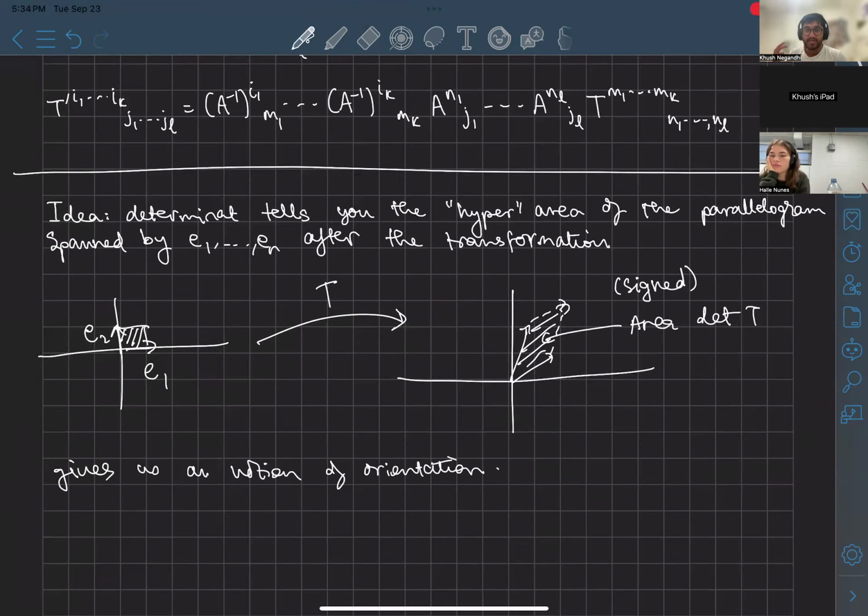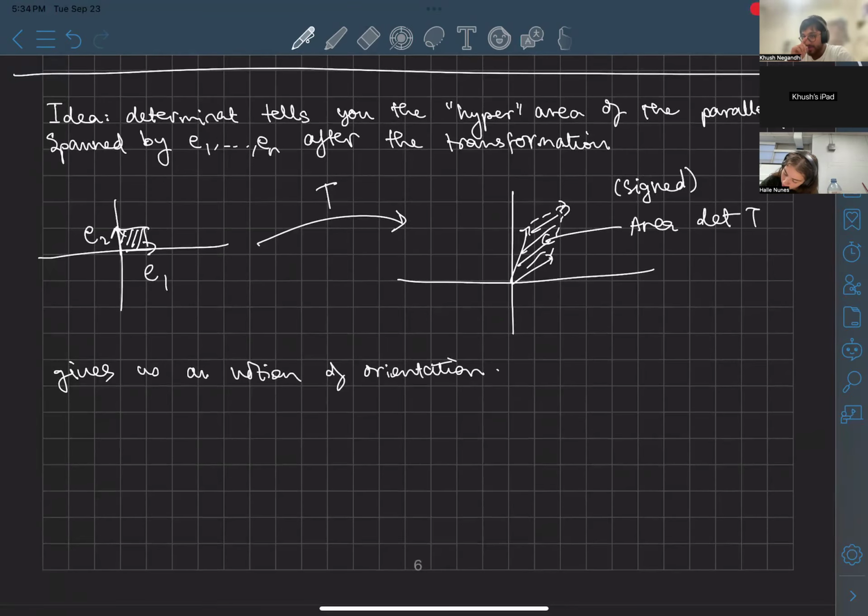So the determinant does a couple things. One, it gives us areas, so it's useful when we want to integrate. And it gives us a notion of an orientation, which is useful when we want to define things like the cross product or the right-hand rule or the endless number of things in physics that require the notion of an orientation.